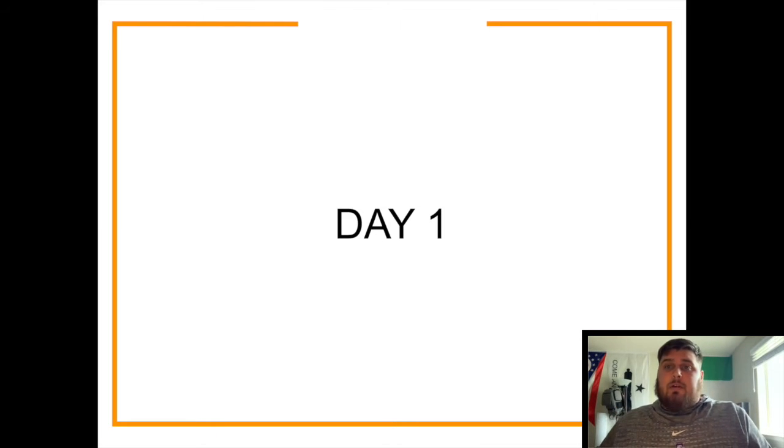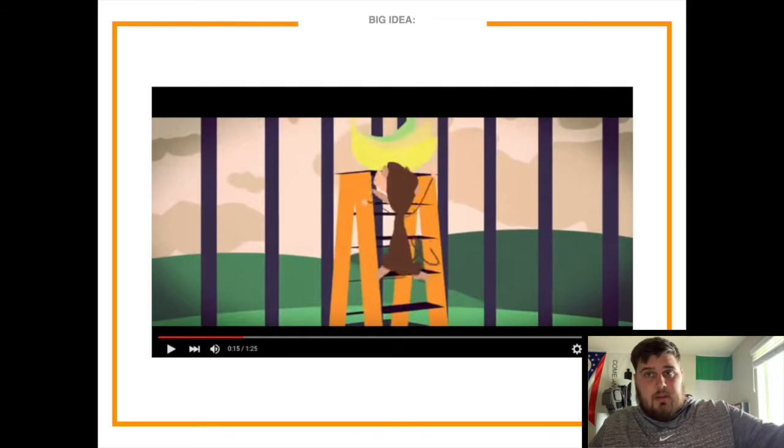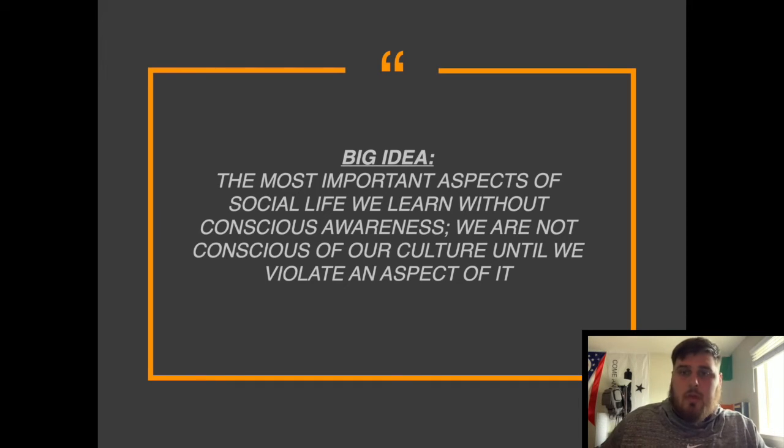So Chapter 3, the first thing we're talking about is sociology in action. We're talking mainly about the importance of culture and what culture really looks like. First thing is a video. Make sure you watch the video and get an idea of what's going on there, and then we're moving forward. Big idea: the most important aspects of social life we learn without conscious awareness. We are not conscious of our culture until we violate an aspect of it.